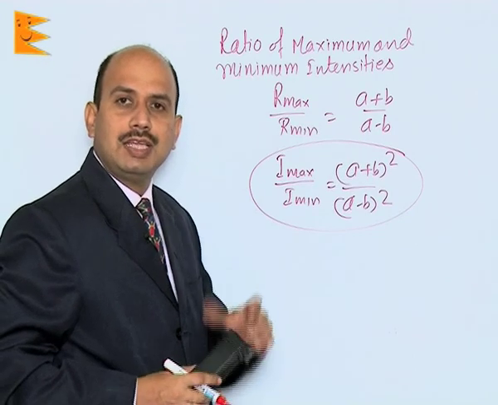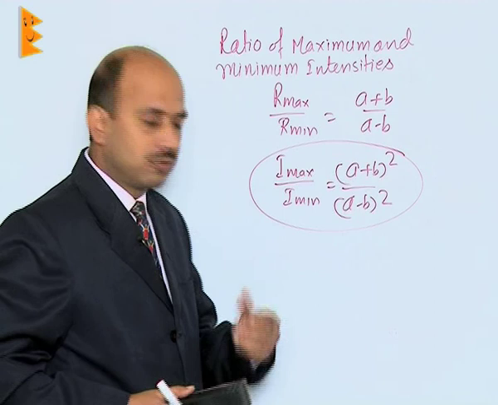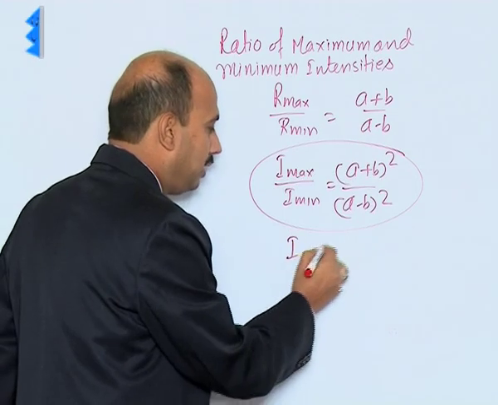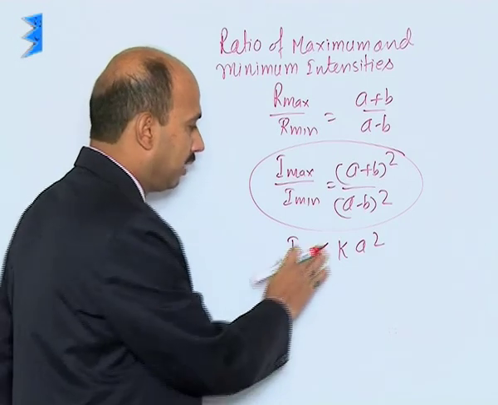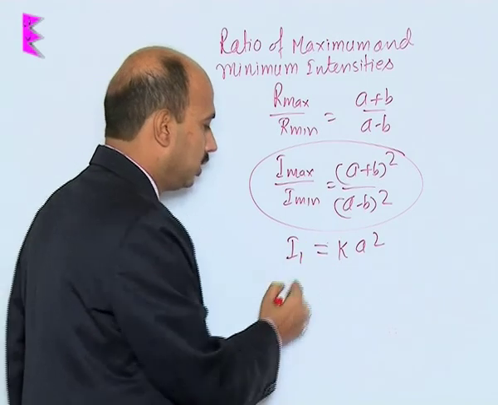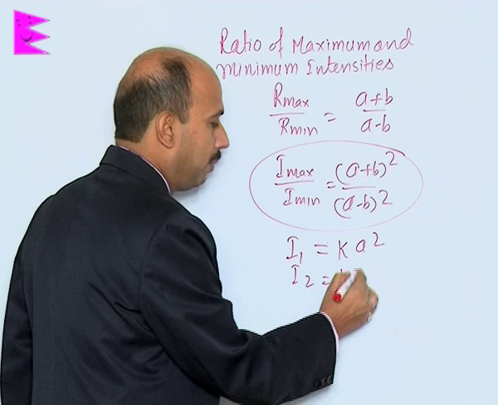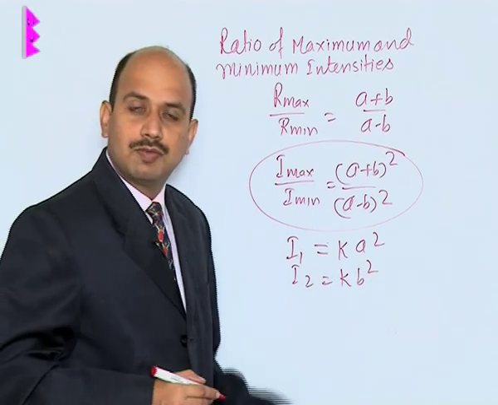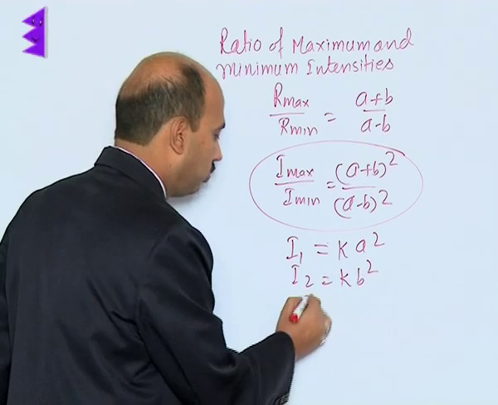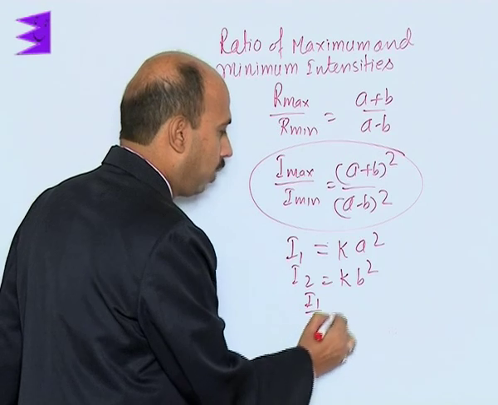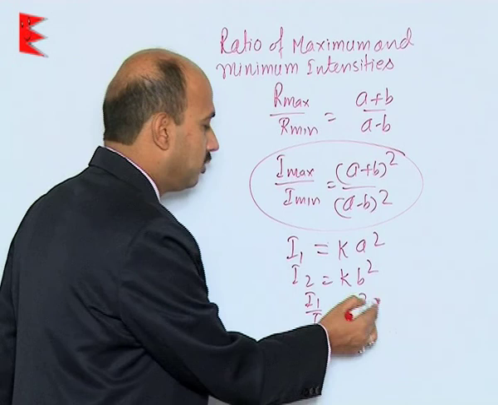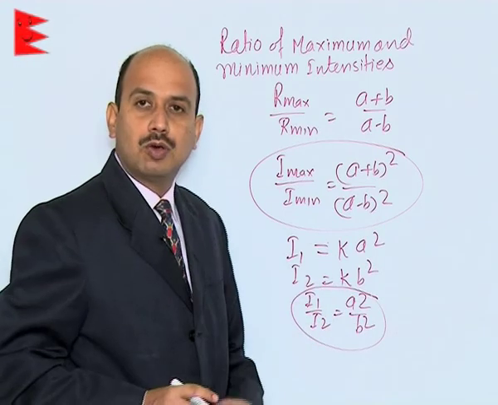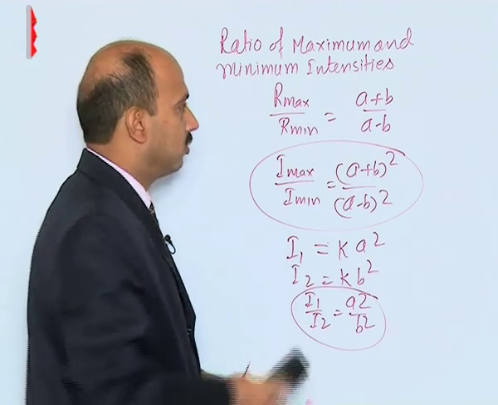There is also the relation between the intensities of the sources. As we know, I is proportional to K A square, so I1 is equal to K A square and I2 is equal to K B square, that is the intensity of the first source and the intensity of the second source. So, we can write I1 upon I2 is equal to A square upon B square. So, this is the relation for the ratio of the intensities of the light coming from two coherent sources.